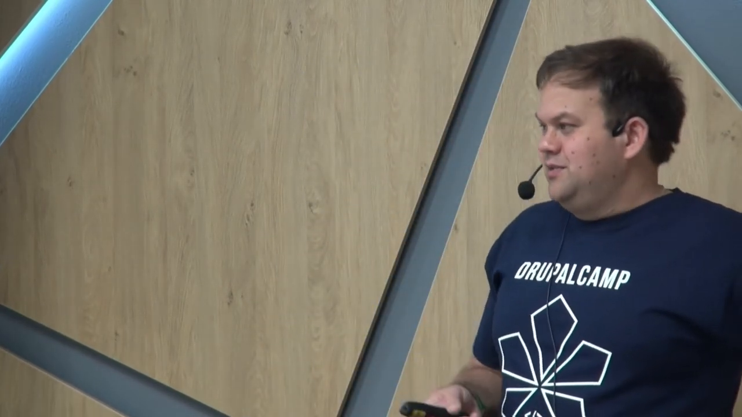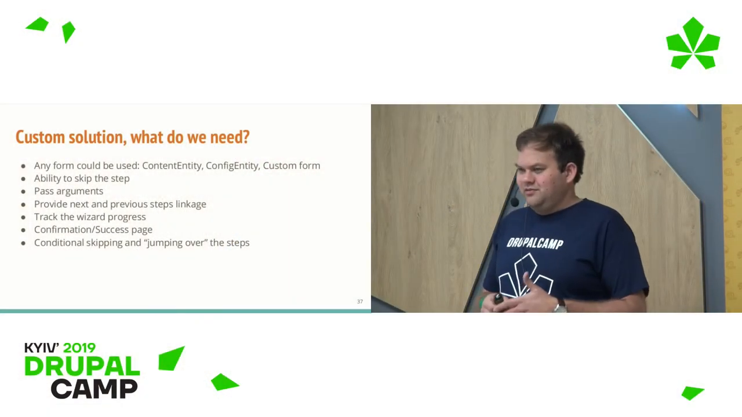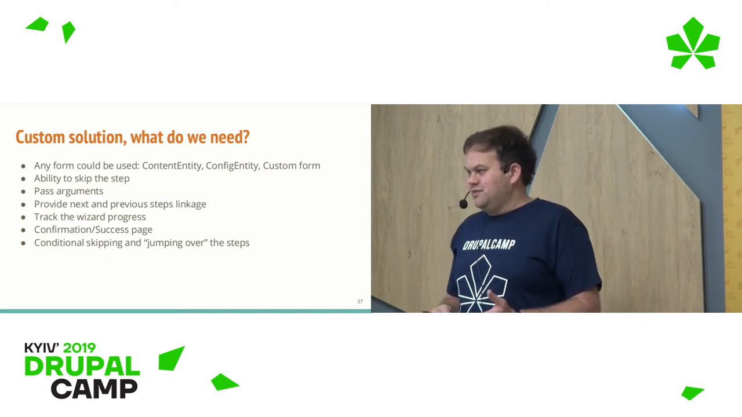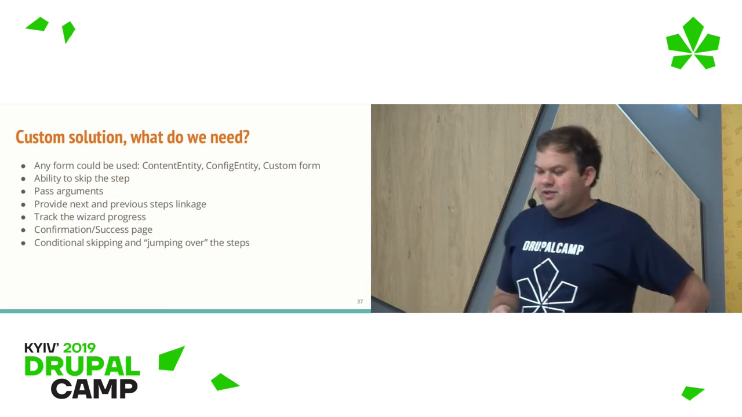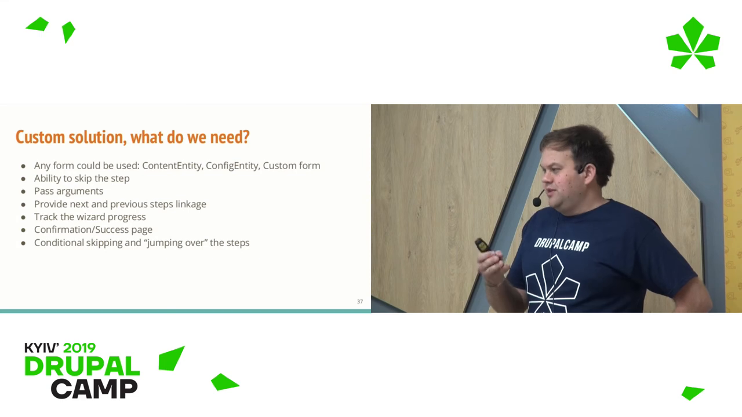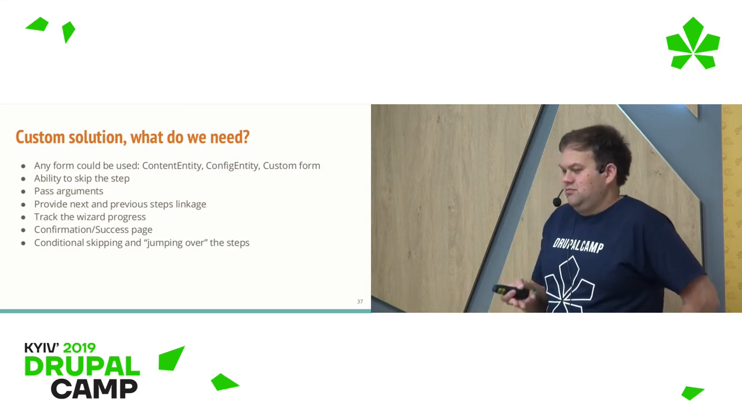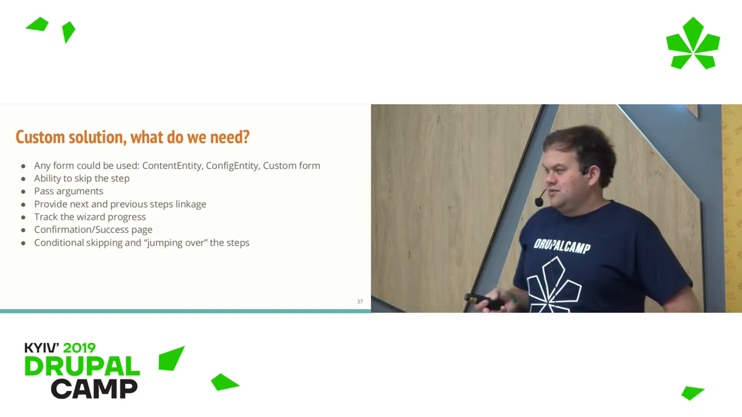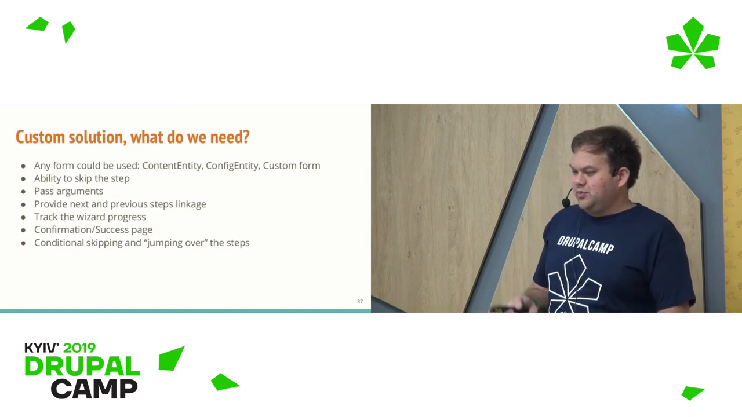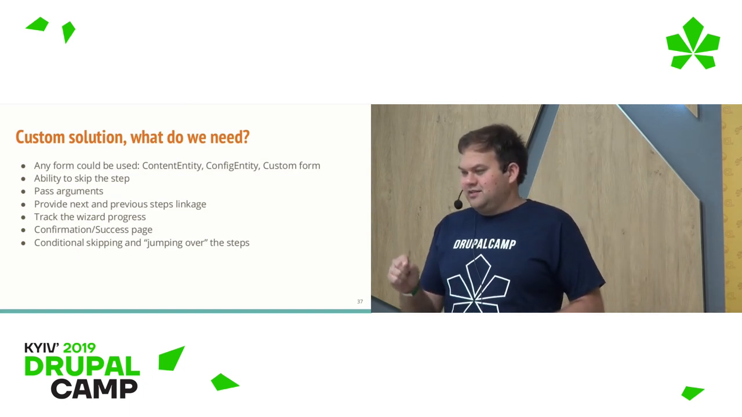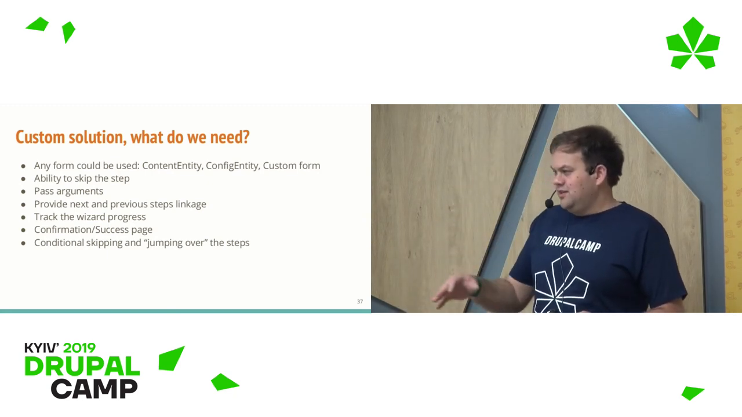Then, coming to the end, what would be the best solution for creating an installation wizard? Of course, we can combine all the pluses from all the methods that I overviewed. So what do we need? We need content entities, config entities, and of course, custom forms, because configuration in some modules can be really complicated, and you need to ask a lot of questions to make it super easy. Then, of course, we need the ability to skip steps. For example, if you don't have payment gateways yet, or you decided you want to skip the step because you have nothing to install. Then, of course, you want to pass arguments to the forms, because sometimes, for example with a content entity form, you want to say, I want exactly this node with ID 3 to be there in this form.